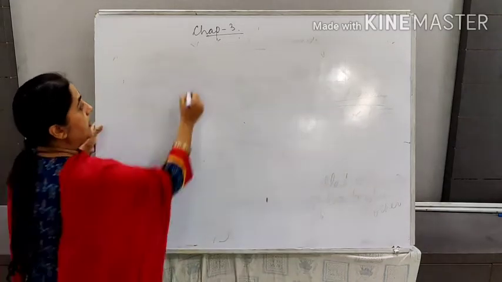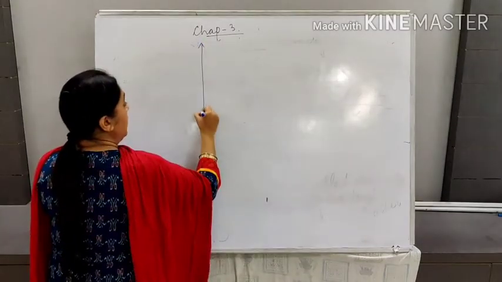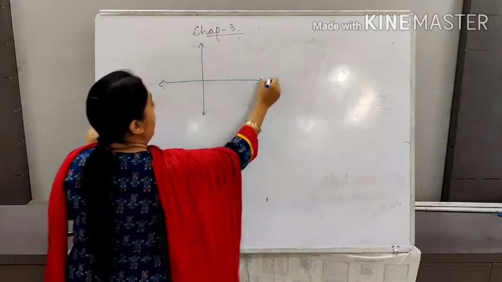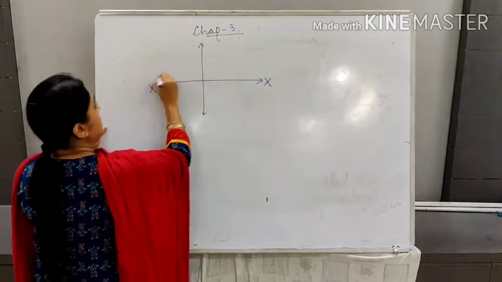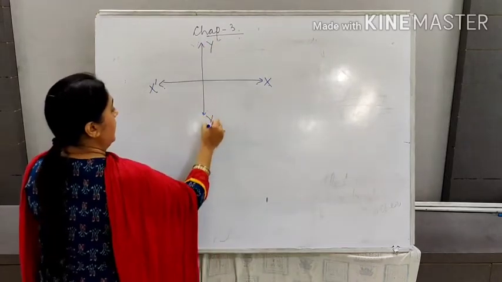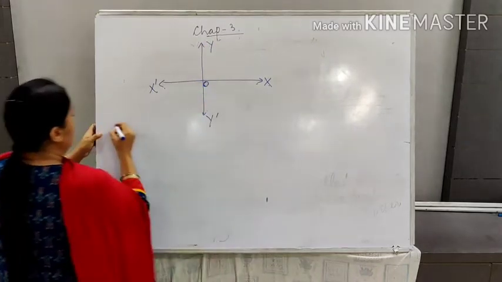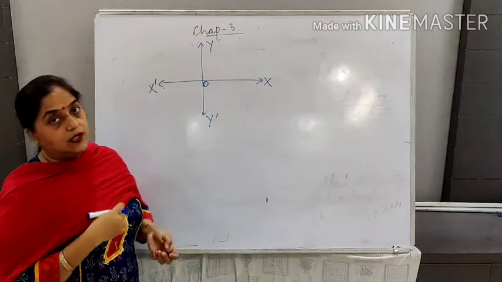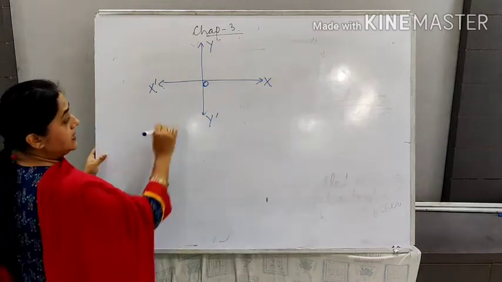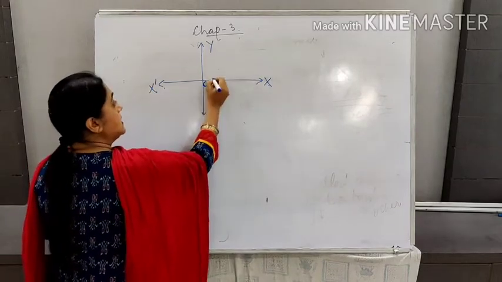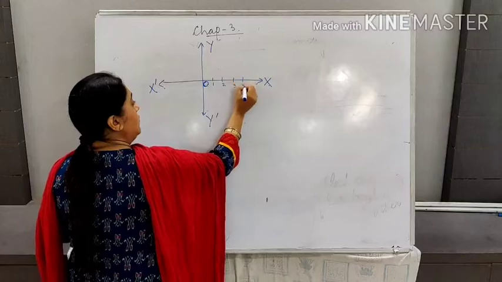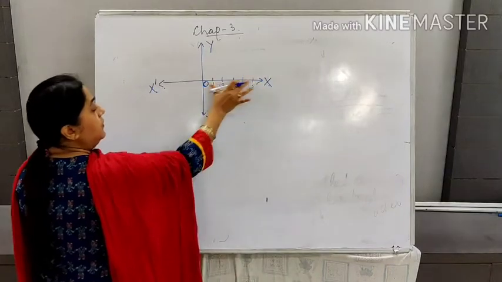Now students, I am taking it up again. I have a coordinate system. Coordinate system मतलब x, x dash, y, y dash, and there is an origin. What is the origin? Point of intersection of the x-axis and the y-axis. Let us say 1, 2, 3, 4, 5. What will you do? You will measure it.